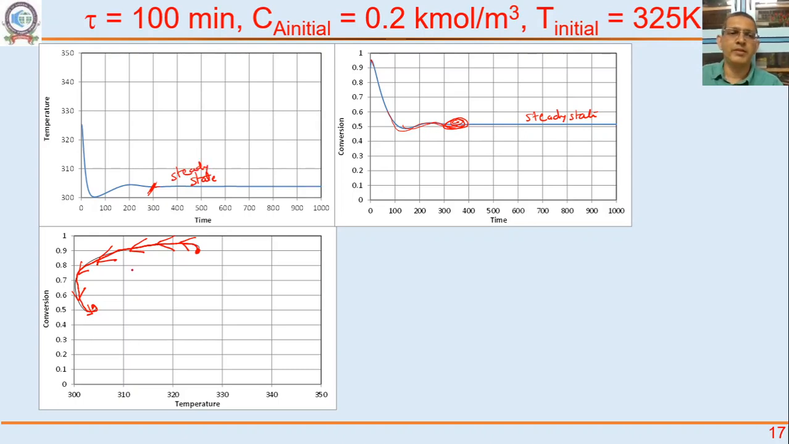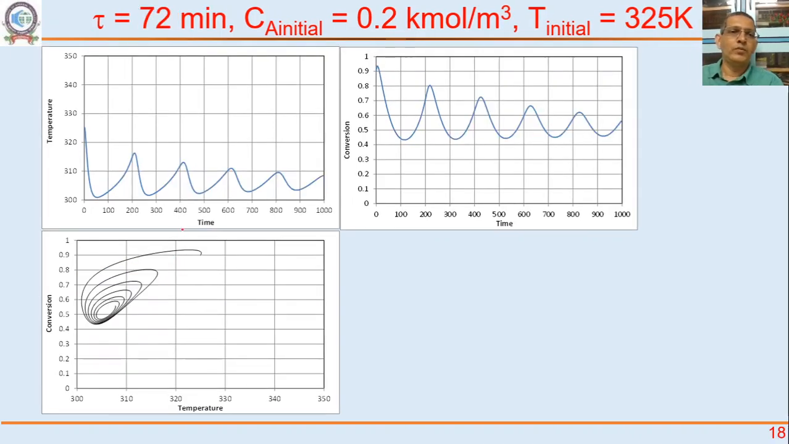This is the conversion versus temperature trajectory, how the reactor approached the steady state. Conversion versus temperature plane, or phase diagram, if you like. Let's change residence time. Tau equal to 72 minutes. Any guesses? Pause the video, do it for yourself, see the behavior for yourself.